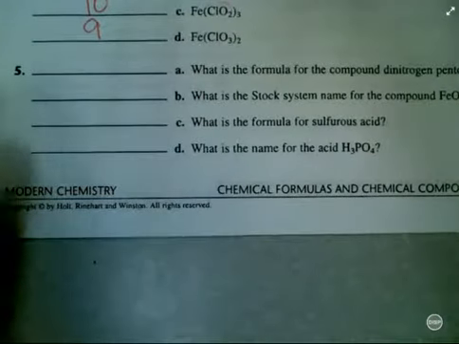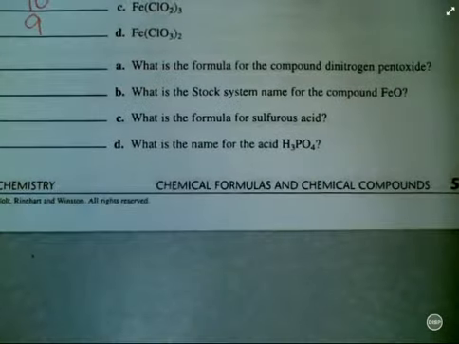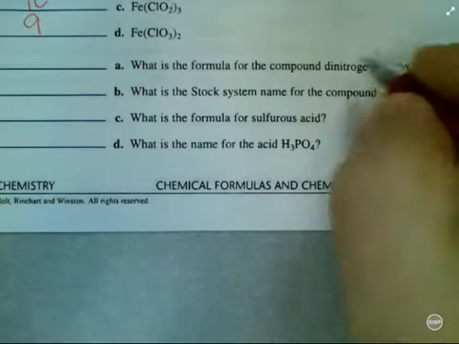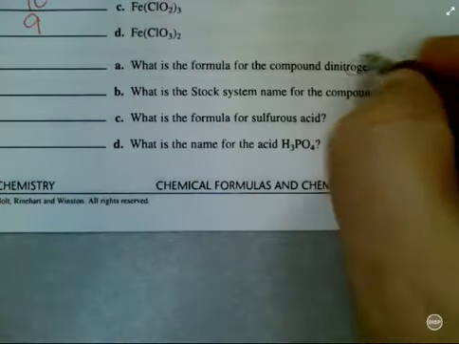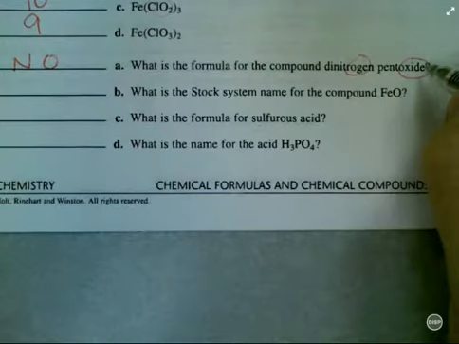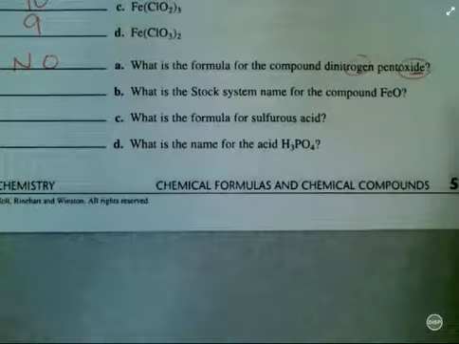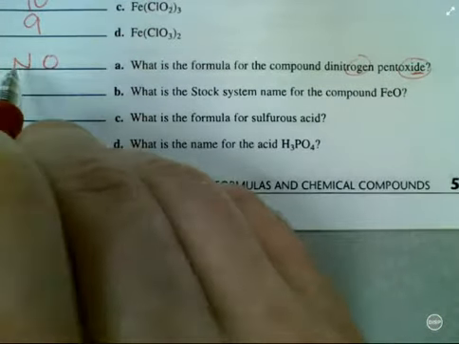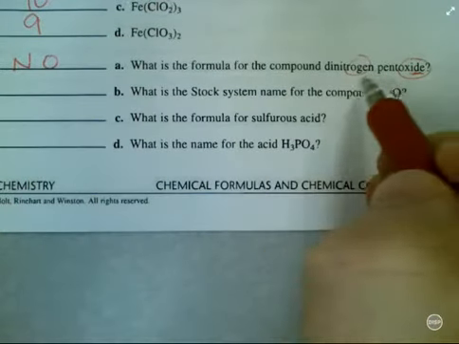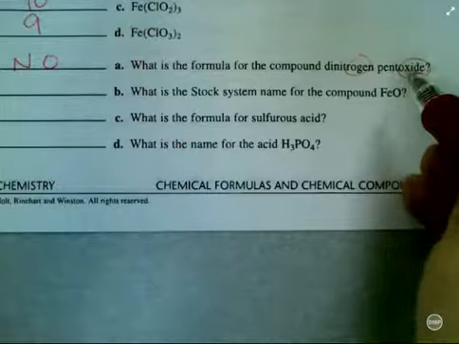Number 5, we have a few different unique questions here. What is the formula for the compound dinitrogen pentoxide? So first thing I want to notice, I got two elements here. I have nitrogen and I have oxide. Now because this ends in ide, I know that's going to be the second element listed, so I'm going to list nitrogen first, oxygen second. Also, this name suggests that as well, nitrogen first, oxide second.